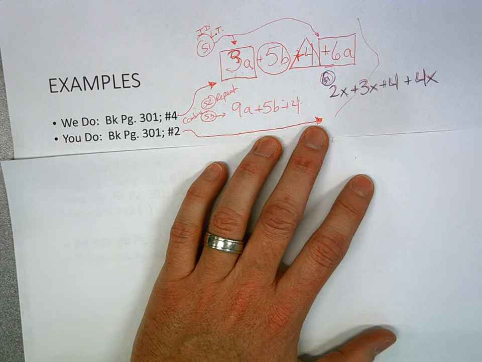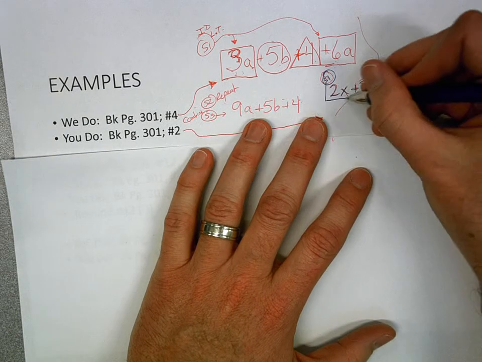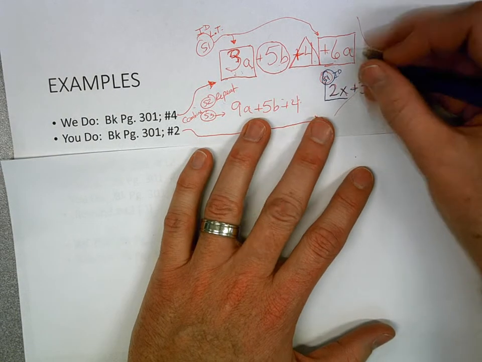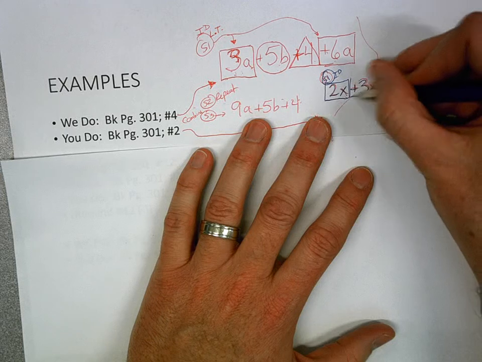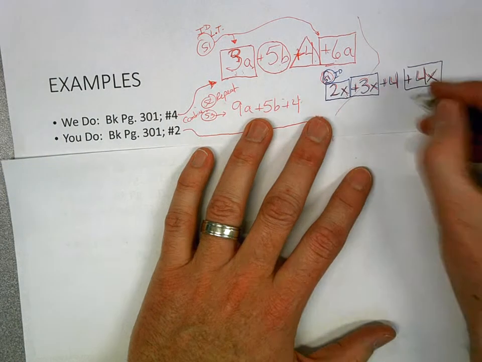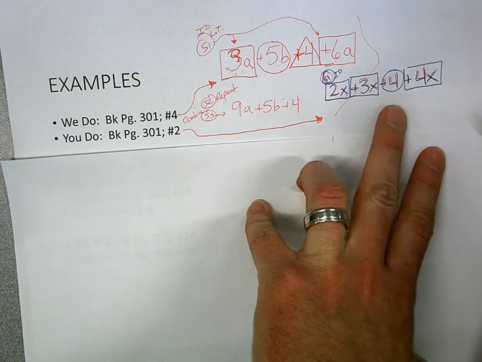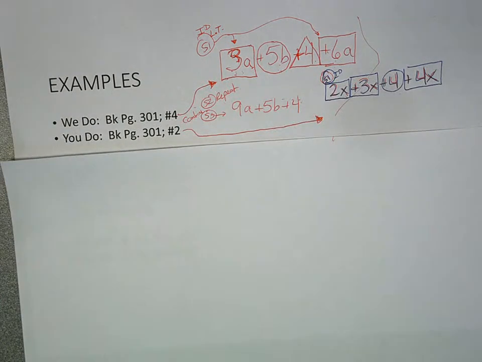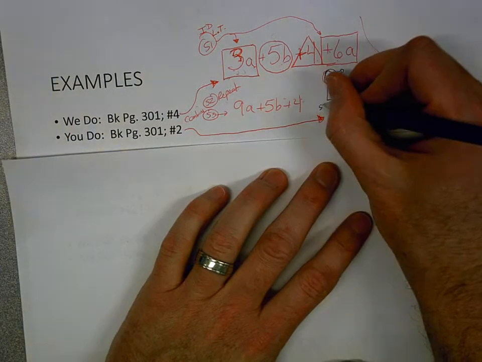Okay, so I'm going to go ahead and ID our like terms. So 2x plus 3x and a plus 4x. I do have a constant there. I'm going to go ahead and circle it. Now, step 2.